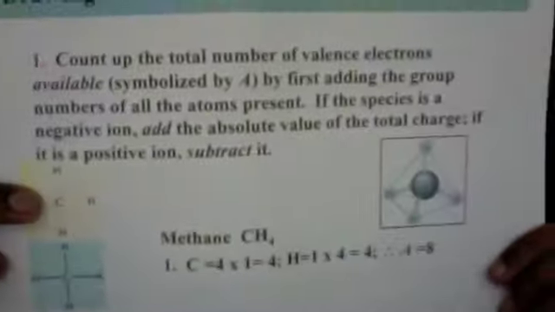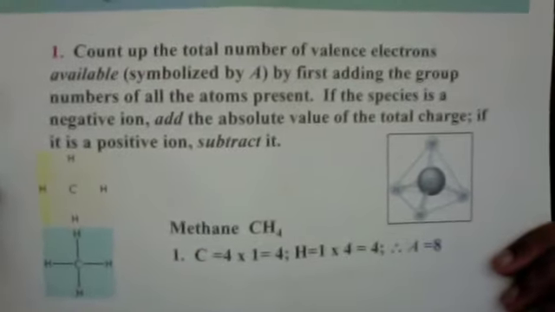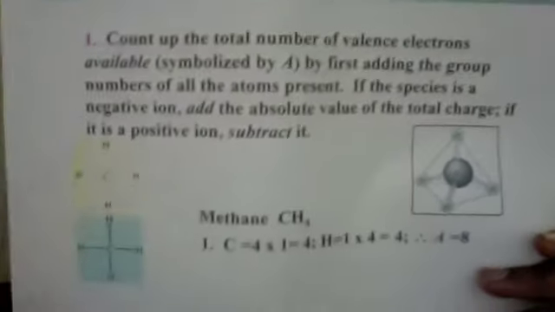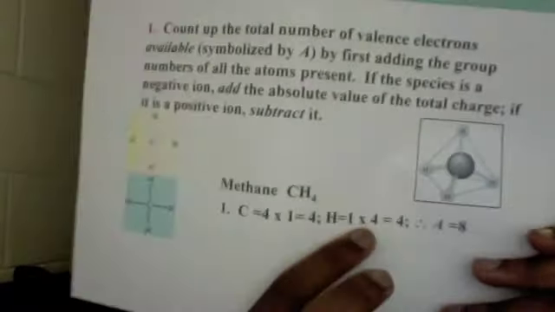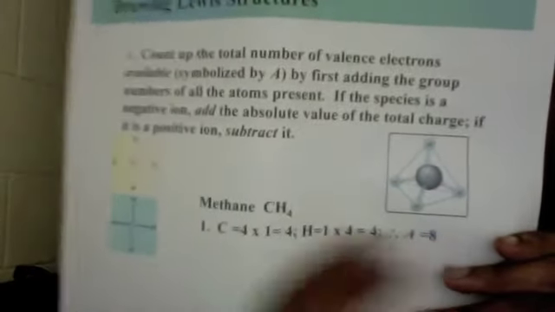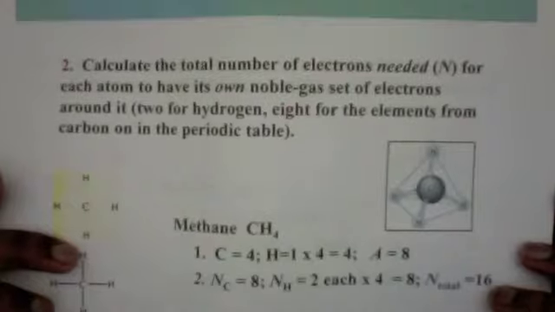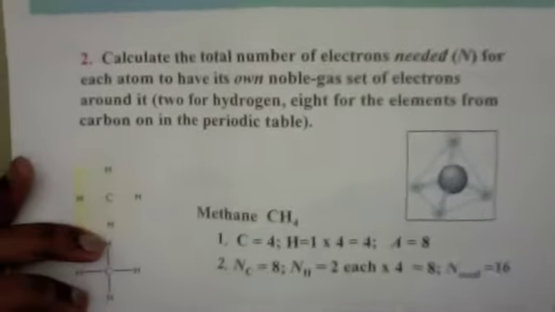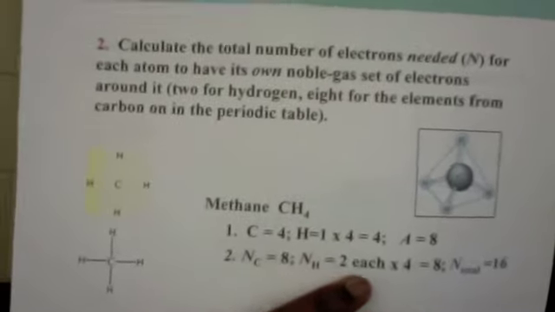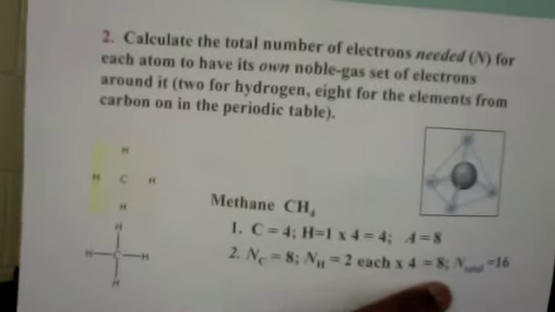So in our first example, step 1, you want to calculate A, which is the total number of valence electrons. So you've got C, you've got H. There's 4 for C, 4 for H. Total is going to be 8. Moving on to our next step, we want to calculate N, which is the total number of electrons needed. So you've got 8 for C, 2 for each H. So total you're going to get 16.